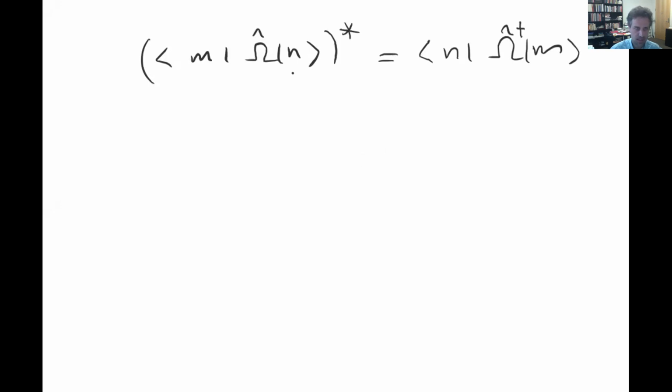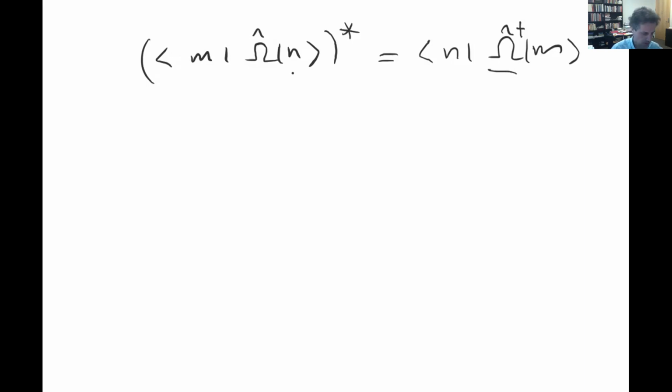Okay, so if we take the complex conjugate of one of these sandwich integrals, then what you get is the expression on the right, where the labels m and n have been switched. They have switched position, and the operator now has a symbol, the dagger, the Hermitian conjugate.